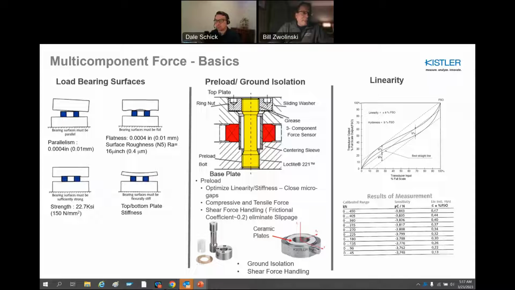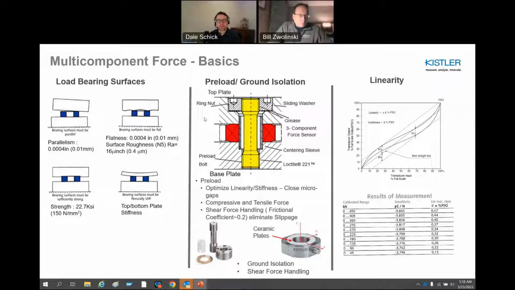So some basic guidelines and multi-component force basics. With any dynamometer installation, you want to make sure your load-bearing surfaces are properly configured. You want parallelism and flatness at a good level. You also want strength of materials. A lot of times, hardened aluminum is used. That's quite common, but steel might be used as well. Certainly, you don't want flexing or a lack of stiffness in the top and bottom plate, because that could add to bending moments in the sensors.